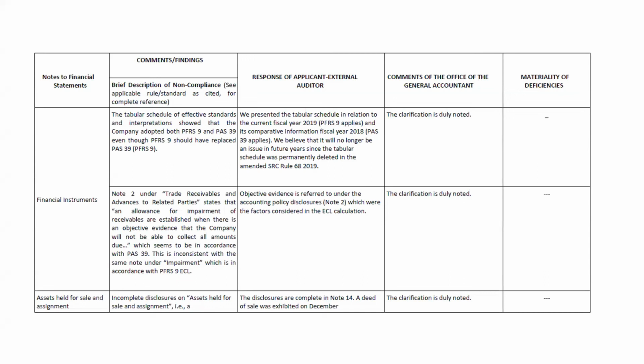Also, for financial instruments then, under Note 2, trade receivables and advances to related party states that an allowance for impairment of receivables is established when there is objective evidence that the company will not be able to collect all amounts due, which seems to be in accordance with PAS 39. This is inconsistent with the same note under impairment, which is in accordance with PFRS 9 ECL.